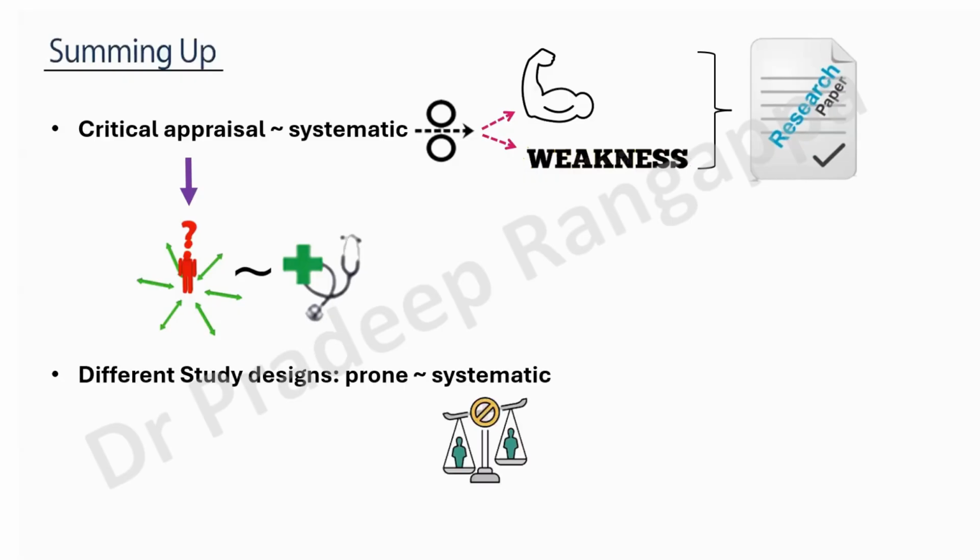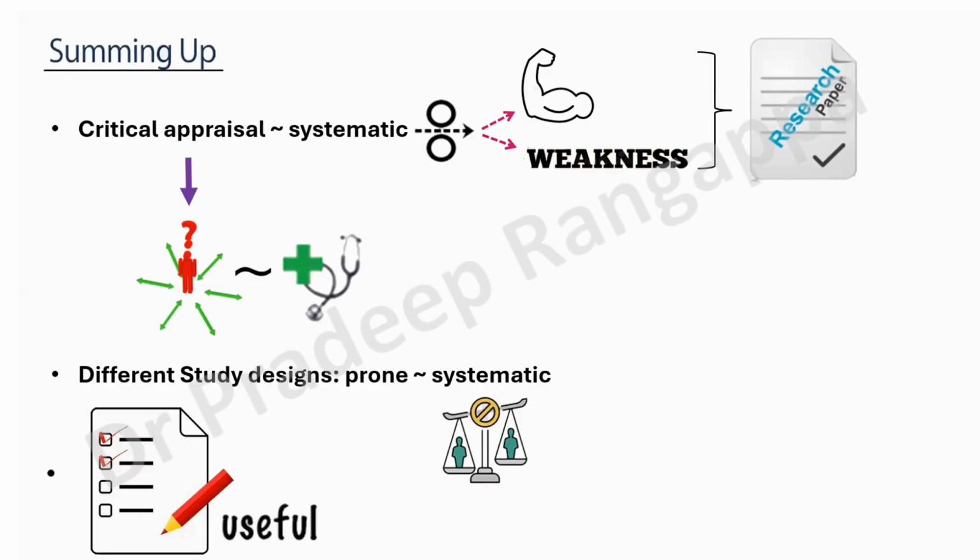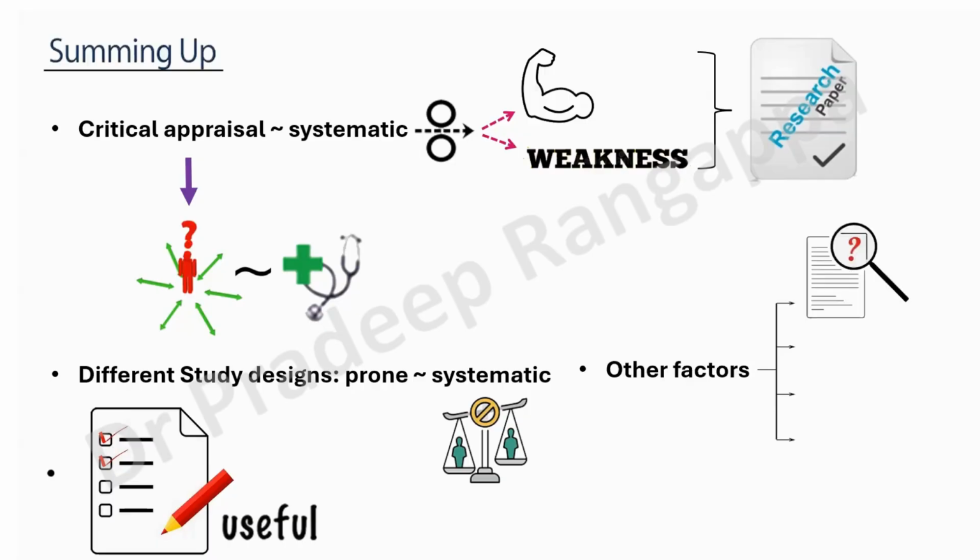And different study designs are prone to systematic bias because every study will have certain biases that you should be able to appreciate. And it is suggested at this point of time to follow checklists when you are critically appraising an article. So adhere to the CASP checklists, which are very robust, and there are checklists for each type of study that we do. So checklists are useful to ascertain the strengths of the study.